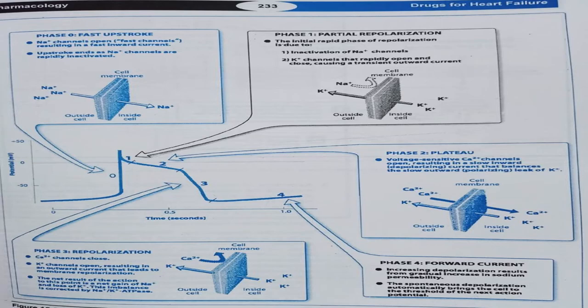Now let's see the action potential. It's a cardiac action potential. It is basically divided into 5 phases. The first phase is called phase 0 or zero phase, which is also known as the rapid depolarization phase.